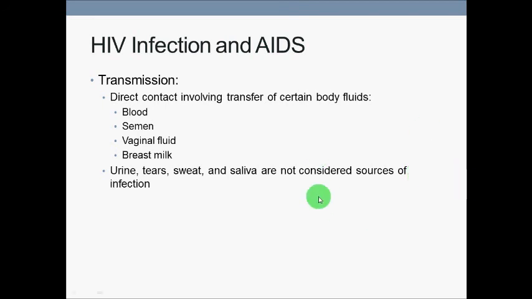There is a little bit of virus that you might find in urine, tears, sweat, and saliva, but it's so minimal it's below the infectious dose. There's so little virus in it that you would have to literally come in contact with buckets of these different bodily fluids in order to cause an infection. So we don't consider them sources of infection.